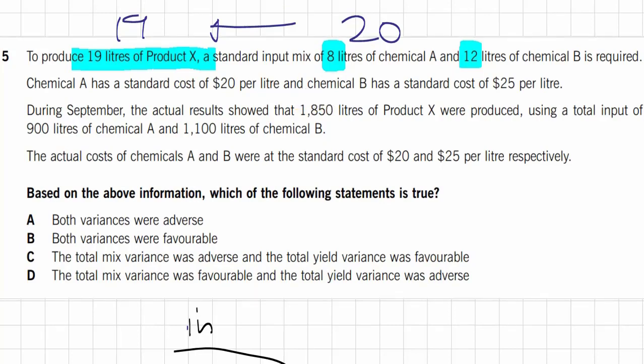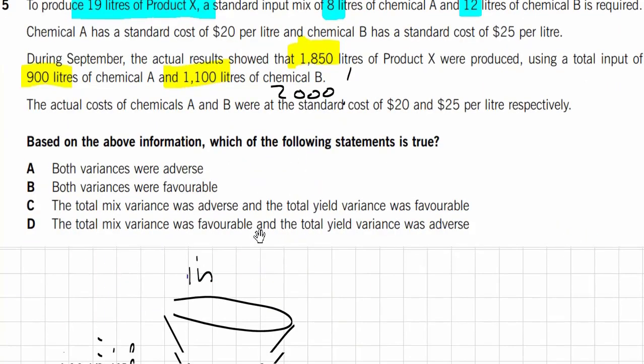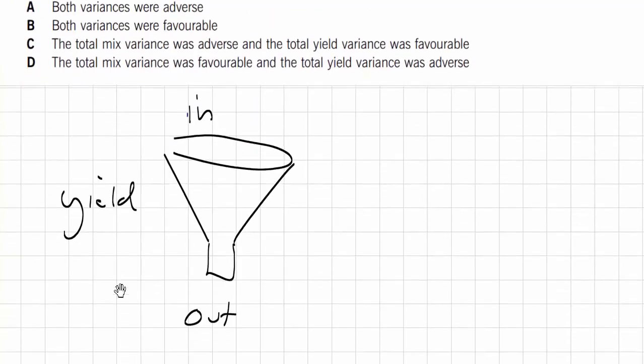We got 18,500. Look at that. We got 18,500 out. How much did we put in? We put in 900 plus 1,100. Guys, that is 2,000. So we put in 2,000. So the yield variance is looking at in versus out.